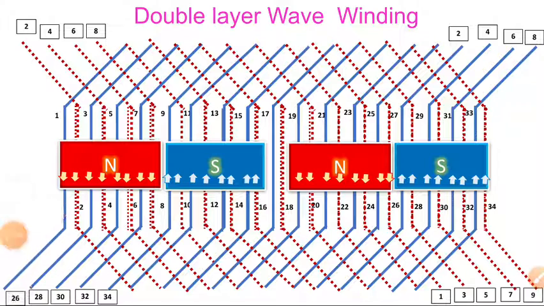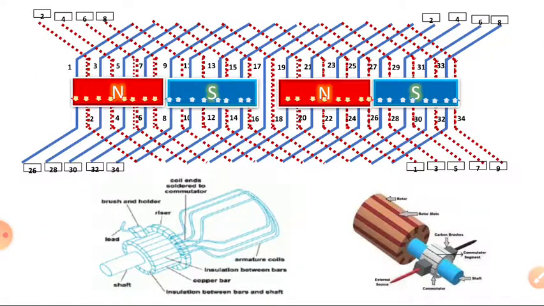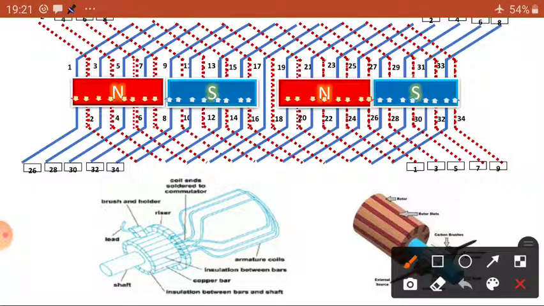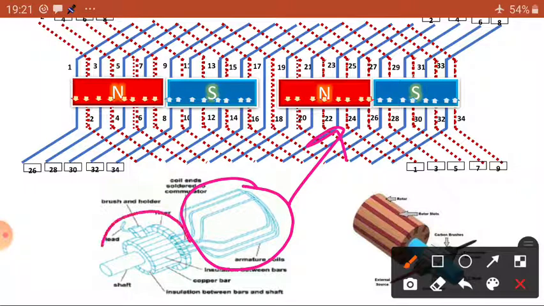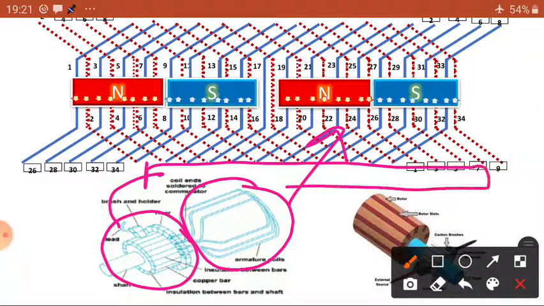Okay, so you have to complete this in a similar way, neatly and patiently. Now, I completed this diagram. So what to do? I am going to connect this winding to the commutator segments. Now these commutator segments should be connected here. I am going to connect these commutator segments.